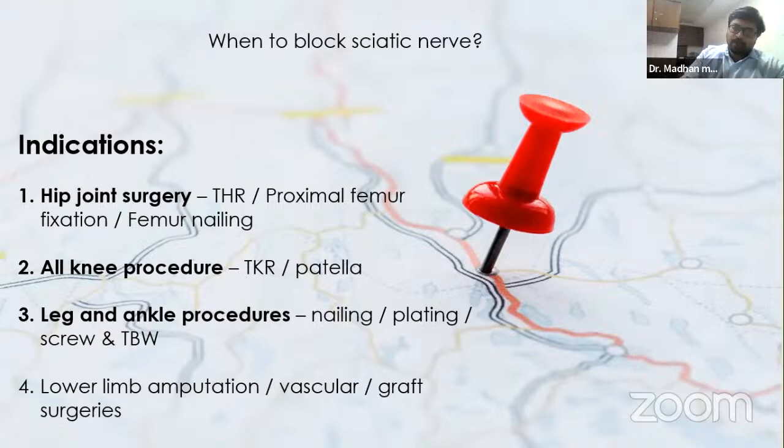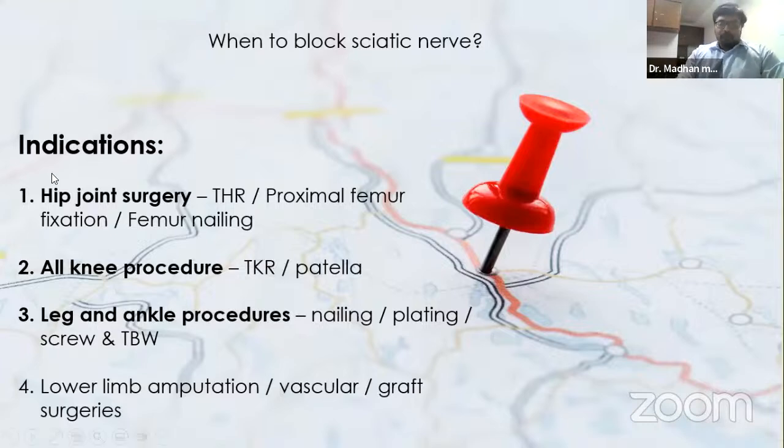Coming to knee procedures like TKR, patella surgery or arthroscopy, any surgery involving the knee joint, we need to block the nerve. Even proximal is very much useful, but we can come a little distal and block at the subgluteal level or even at the mid thigh level. Then for leg and ankle procedures, we can block the nerve at any level, but popliteal sciatic will be more superficial and easy, and it has a very good success rate compared to a deeper block. So that will be the ideal site to block.